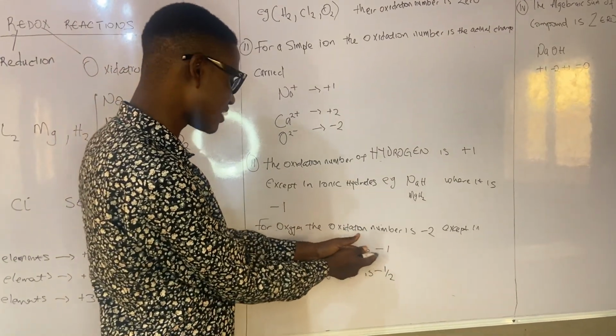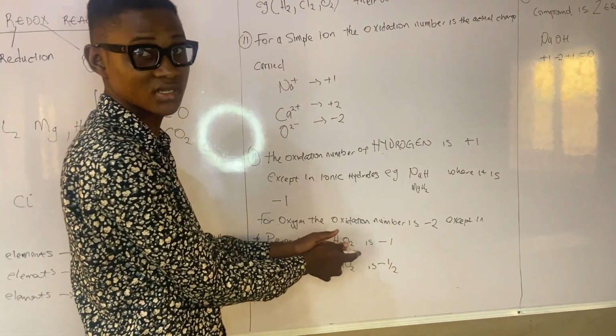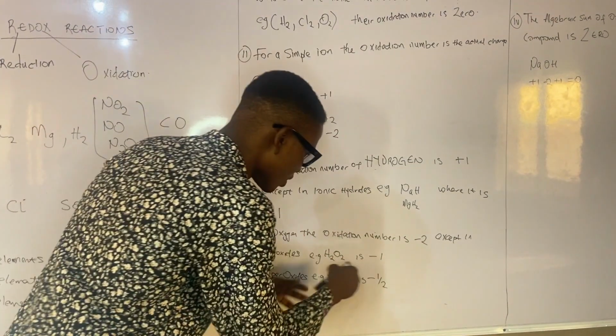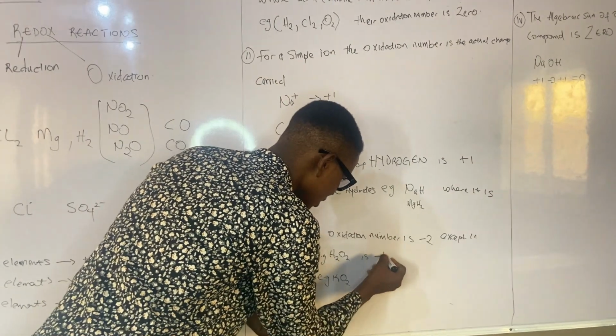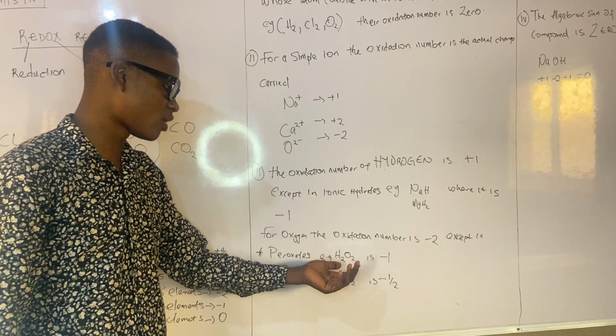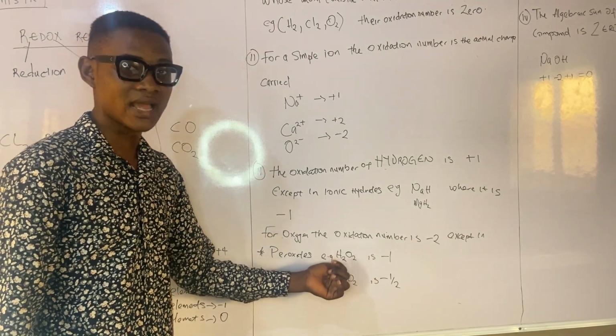This is 1. It's telling that the oxidation number of oxygen in this element is what? Is 1. So I mean it's minus 1 rather. So this is minus 1. It's not just 1, it's minus 1. This is minus half.